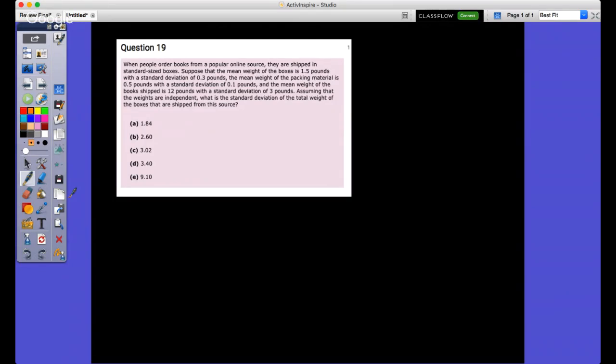When people order books from a popular online source, they are shipped in a standard size box. Suppose the mean weight of the box is 1.5 pounds with a standard deviation of 0.3. So again, I like to take notes. We have a box here with a mean of 1.5 and a standard deviation. We'll call this X just because it's the box. The first one is 0.3. It then goes on to say the mean weight of the packing materials is 0.5 and the standard deviation is 0.1. So packing materials, we'll call this Y. The mean is 0.5, my apology, and the standard deviation being 0.1.